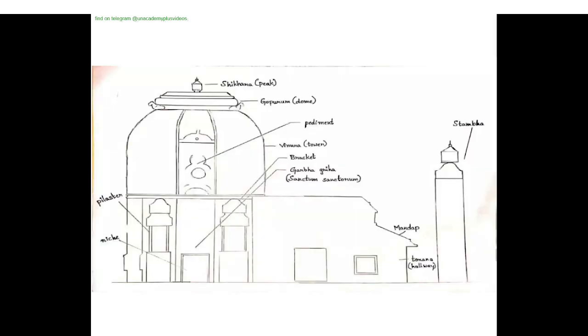So you can see at the peak there is the Shikhara, then below there is a Gopuram or dome, then there is a pediment, then you can see the bracket, and the Garbhagriha in the central part, the Sanctum Sanctorum, okay, and you can see the Mandapa and Torana, that is the hallway, and the Stambha also.